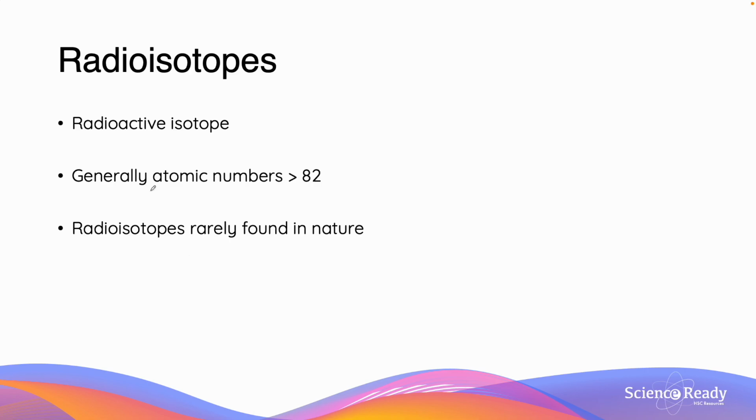A radioisotope is simply an isotope which is radioactive. Generally, we find radioisotopes to have an atomic number which is greater than 82, although 83 bismuth has the possibility of being non-radioactive. Radioisotopes are also rarely found in nature. Generally, radioisotopes are going to be found as artificial isotopes.